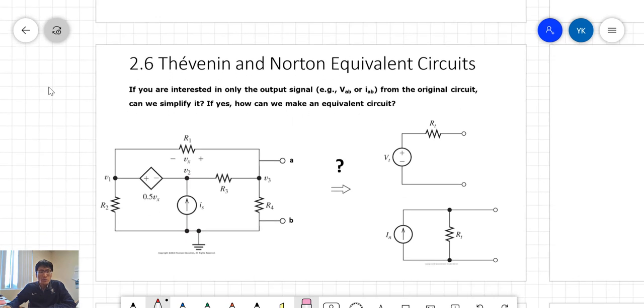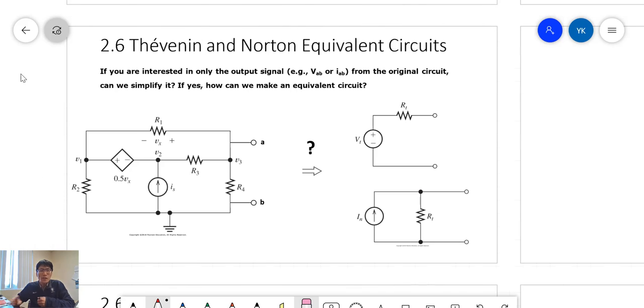Okay, now let's move to the lecture. Today we will talk about the Thevenin and Norton equivalent circuits. Here this is a kind of source circuit. Now one question I brought: if you are interested in only the output signal from the original circuit, can we simplify it? If yes, then how can we make equivalent circuits? Those are the questions, and we need to answer them through this lecture today.